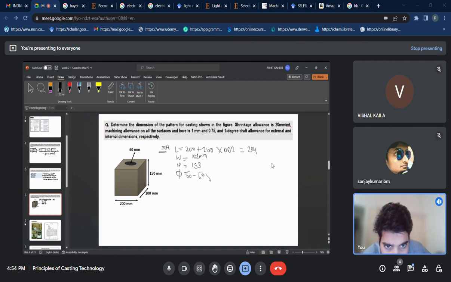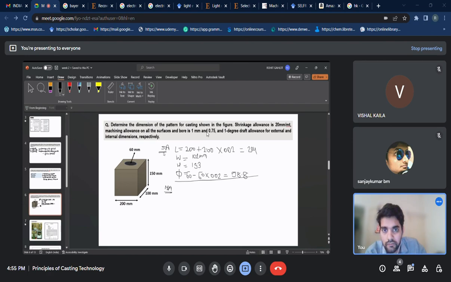Then your dia. So this will be, previously a 60 mm diameter. Okay, so as it is negative, then it will be around 58.8. So these are the results of each side after the shrinkage allowances.